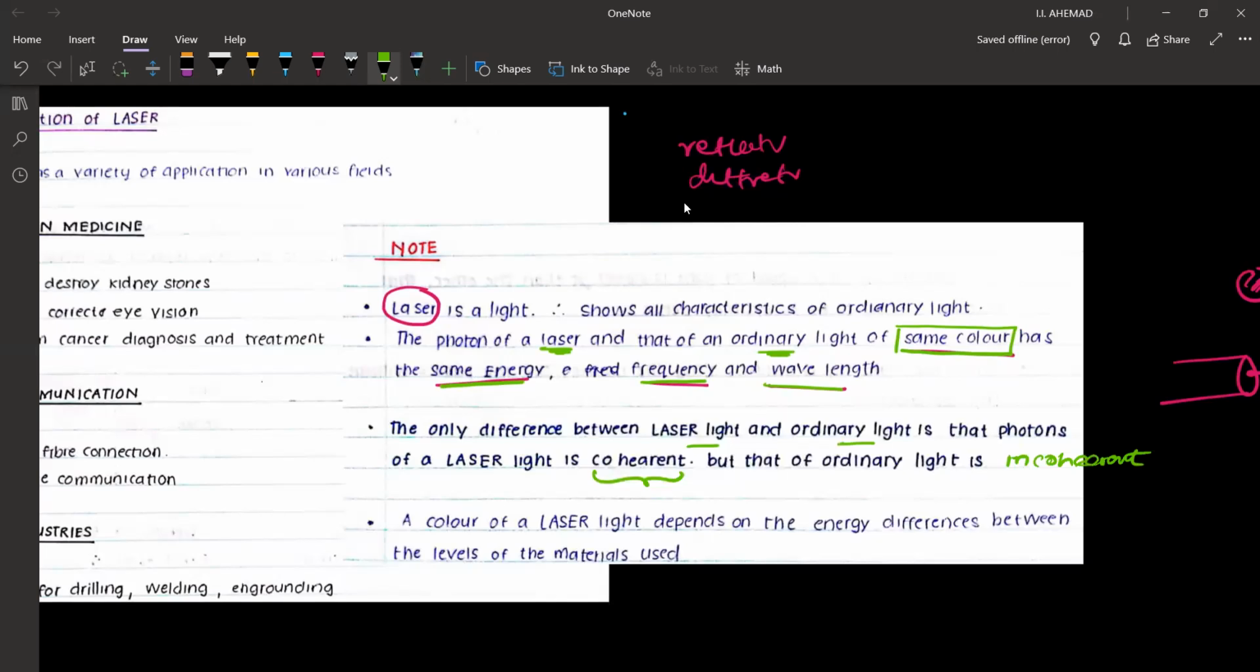So the last note is also obvious, right? The color of laser light depends on the energy difference between the levels of the material. If the energy difference between the levels is high, then it will be more towards the blue color. If it is less, it will be more towards the red color. Are these notes clear? One, two, three, four. All these four notes clear?